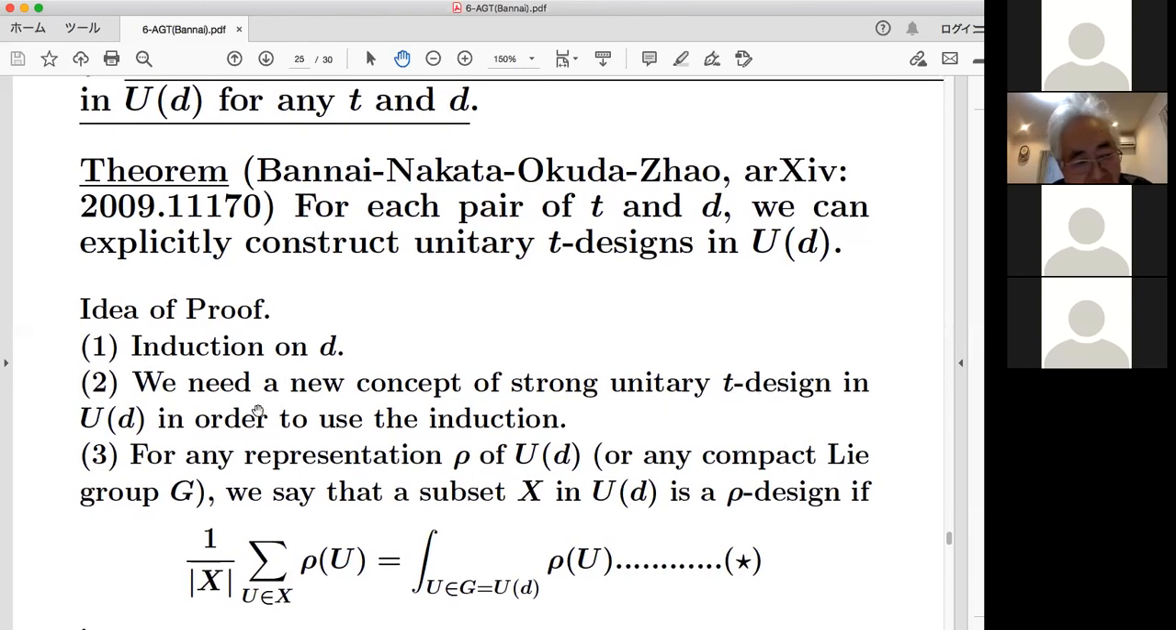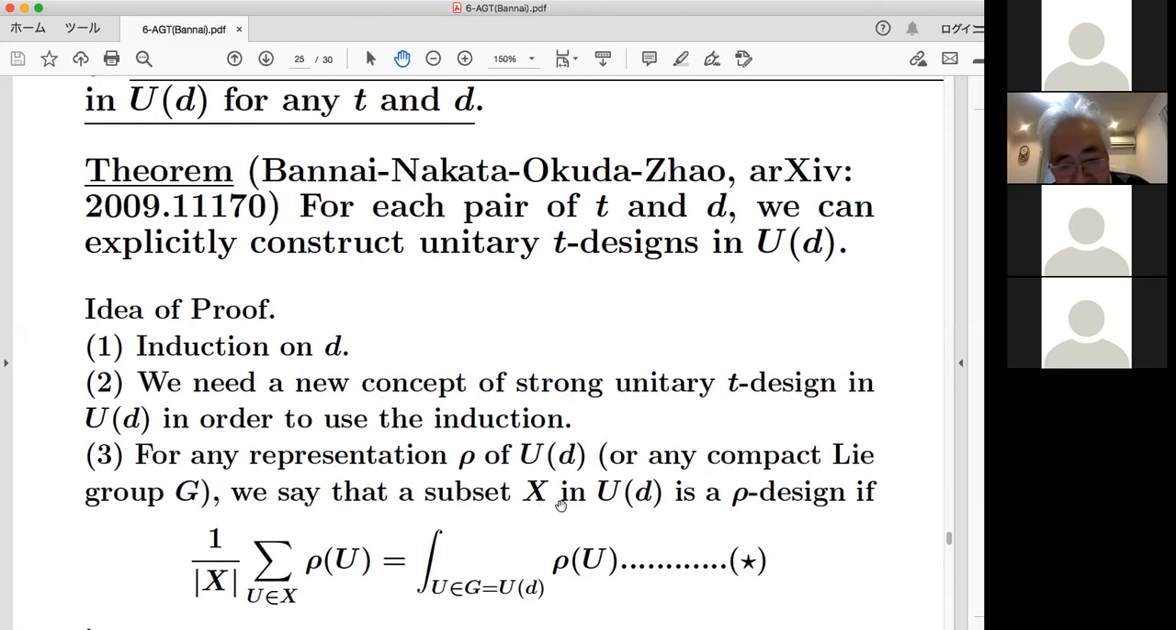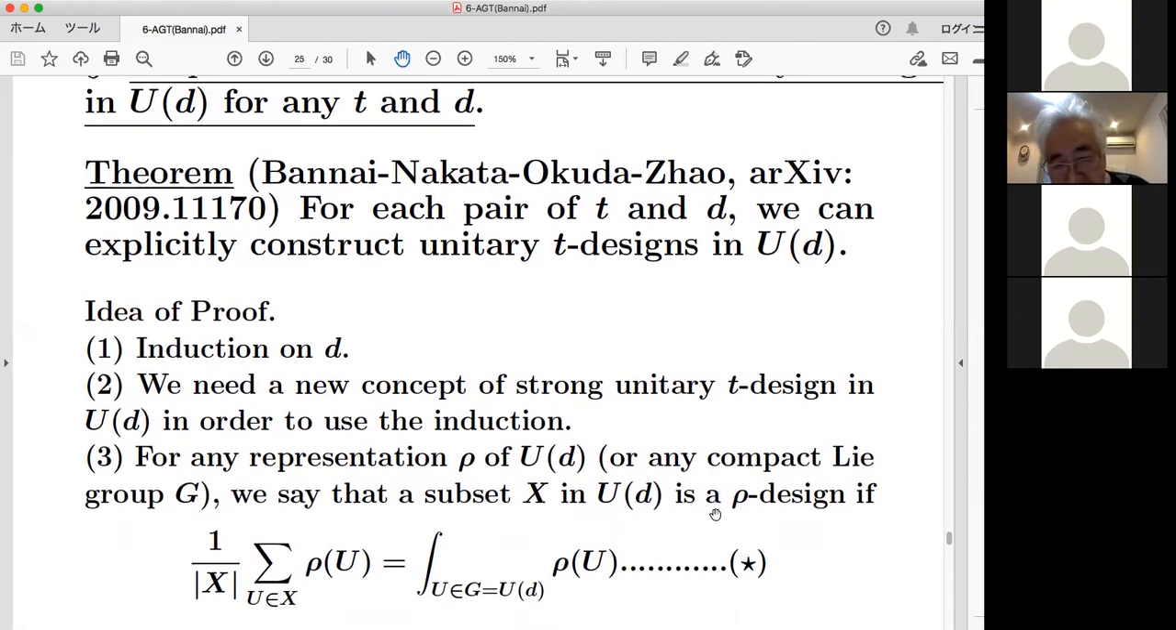And another important thing, let rho be any representation of U of D, or any compact group G. We say that a subset X in UD is a rho design, rho is any representation, if this condition is satisfied.